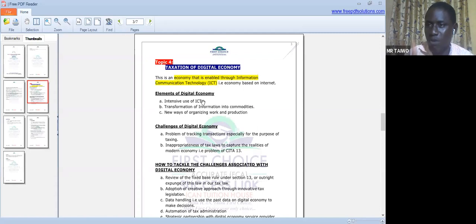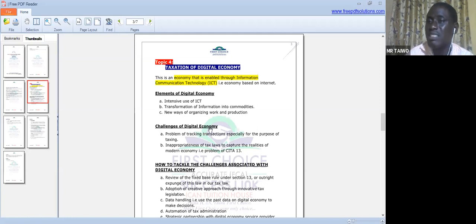Computer, ICT, information computation technology. Transformation of information into commodities. Information is very key, paramount, prominent, very important. And there are new ways; there is a paradigm shift in the way they were doing business before and the way it will be done now.